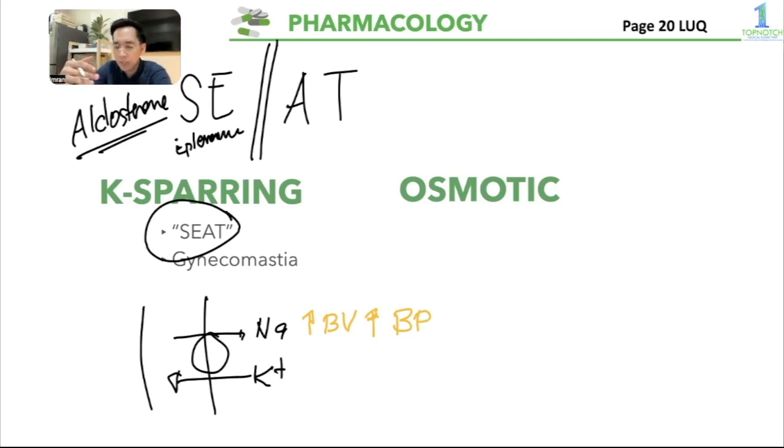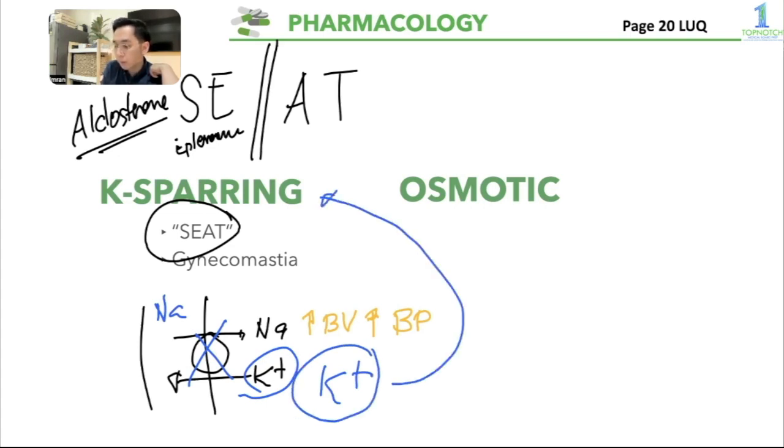Remember, the main controller of your BP would be your RAAS. So when you activate it up until aldosterone, the body will increase sodium reabsorption and throw out potassium, so your blood volume goes up. But your aldosterone antagonist blocks this. Sodium stays in the urine, potassium stays in the body. That's why it's called potassium sparing. But at the same time, it makes you urinate, because the sodium attracts more water. So that's your potassium sparing aldosterone antagonist.